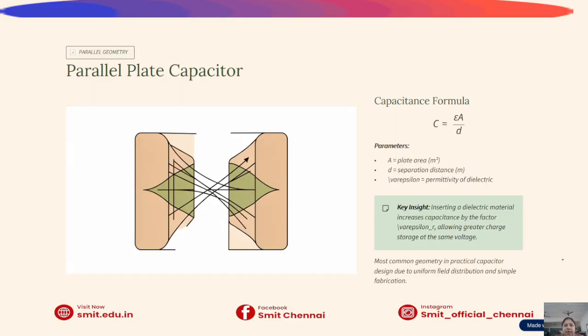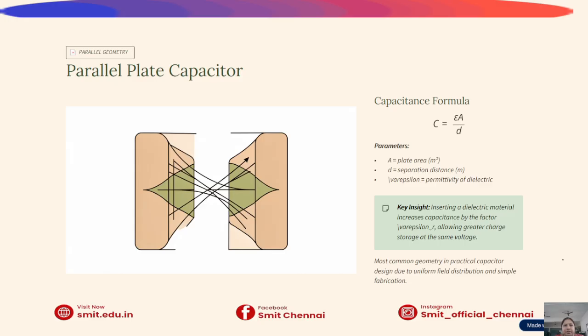Next we see about the parallel plate capacitor. A parallel plate capacitor consists of two conducting plates separated by a dielectric material. The capacitance of this configuration is given by the formula C = εA/d, where A represents the area of the plates, d is the separation distance between them, and ε is the permittivity of the dielectric medium.